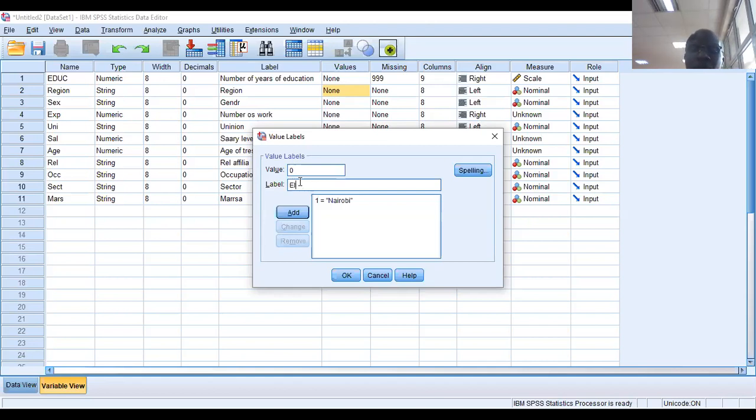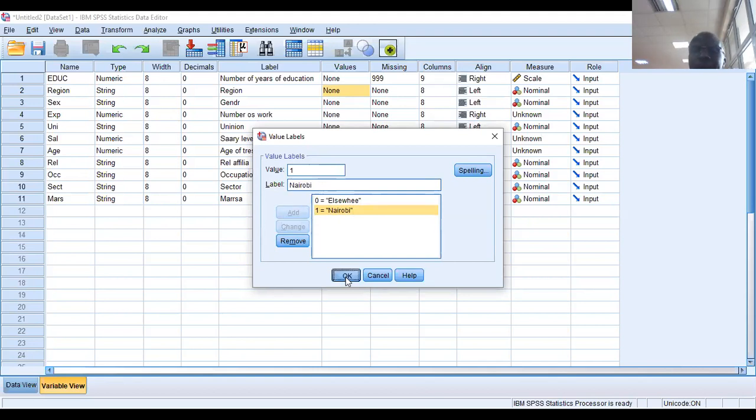Elsewhere. Because when you ask them where they stay, they tell you, me, I sleep in Nairobi, the others say I sleep elsewhere, I live elsewhere. And then done. Forget about the spelling, they are here, you can spell check. If I want to remove anything, I remove. If I want anything, I add. If I just want to change this one, I just come here and type over it. The same thing you do elsewhere.